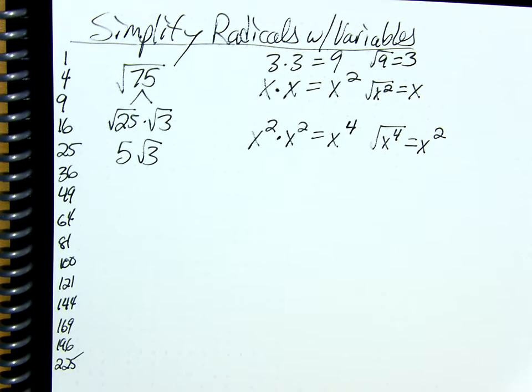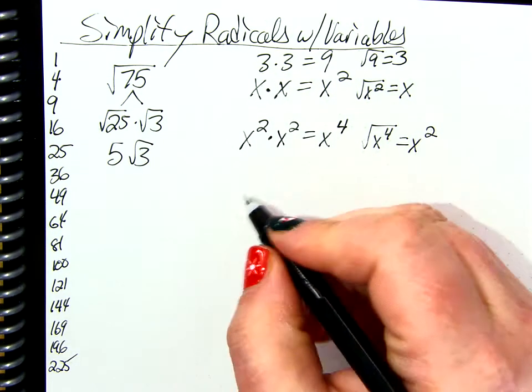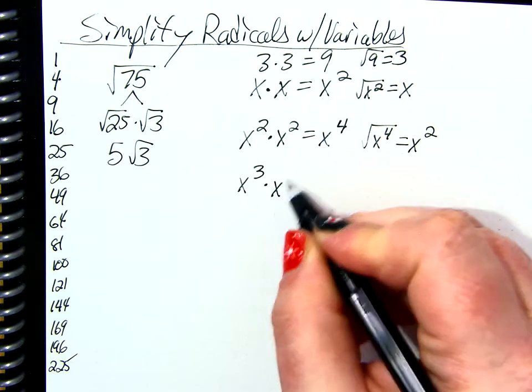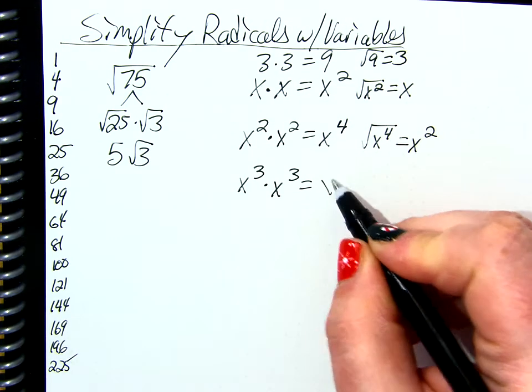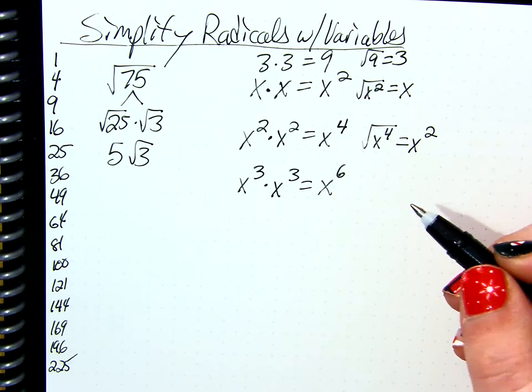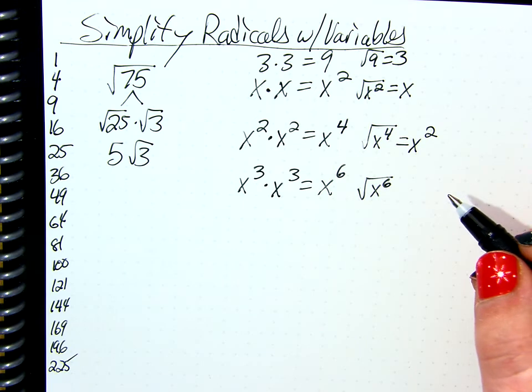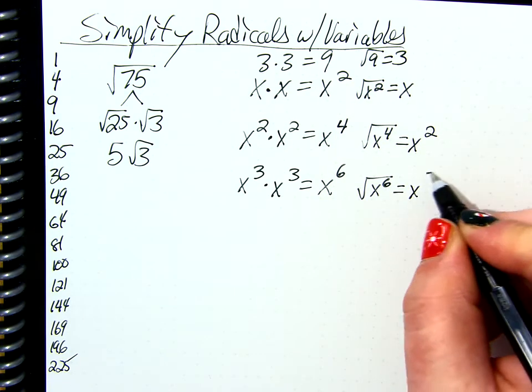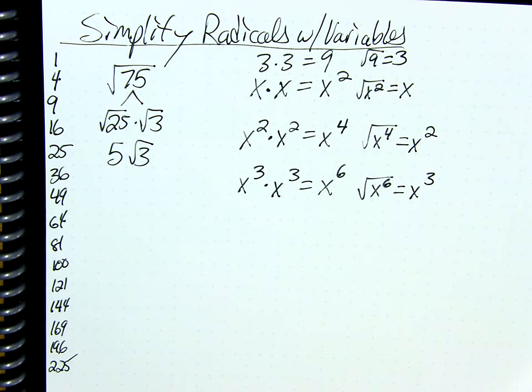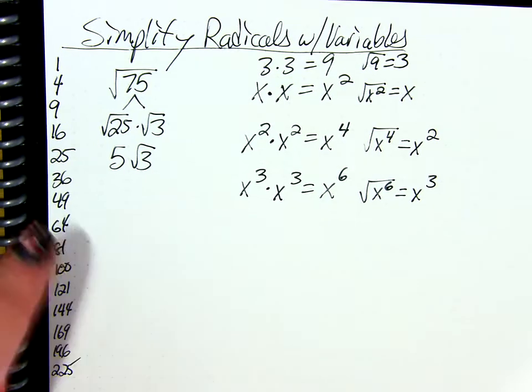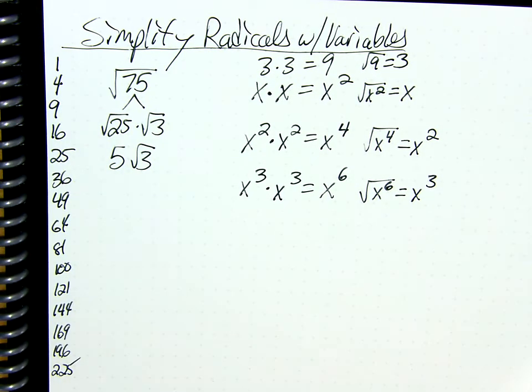So now here's where it's going to feel wrong, but it's not. What is x to the 3rd times x to the 3rd? X to the 6th, right? So what's the square root of x to the 6th? Yes, x to the 3rd. And I know it feels wrong and weird because 6 itself is a number that's not a perfect square. 6 is not over here in this list. However, x to the 6th is a perfect square. Does that make sense?